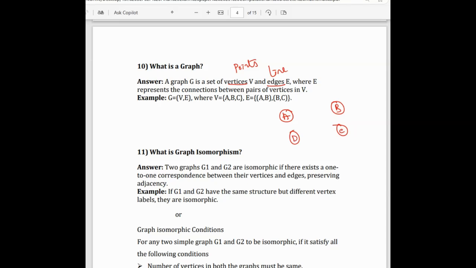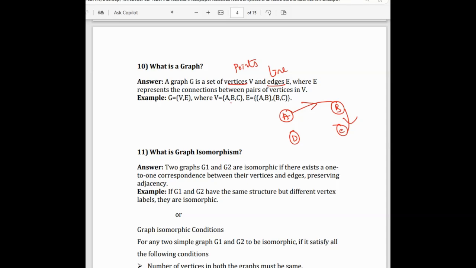For example, if you have A, B, C, D, they are four vertices, or points. Then they are connected with each other. Where is the edge? There is an edge from A to B, one edge. Then B to C, we have another one. So this is the graph for the given data.